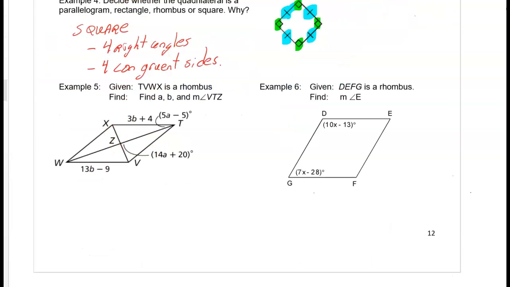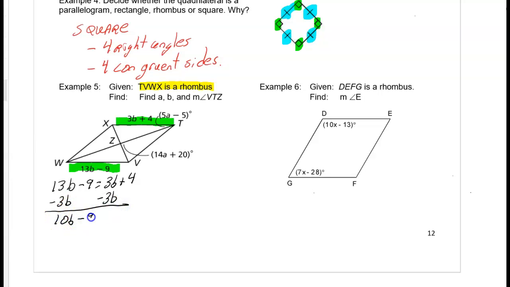So in problem number 5, we are told this parallelogram, or this quadrilateral, is a rhombus. That means all 4 sides are equal. So that tells me 13b minus 9 is equal to 3b plus 4. So we're going to solve that equation. 13b minus 9 is 3b plus 4. We'll subtract 3b from both sides. 10b minus 9 is equal to 4.